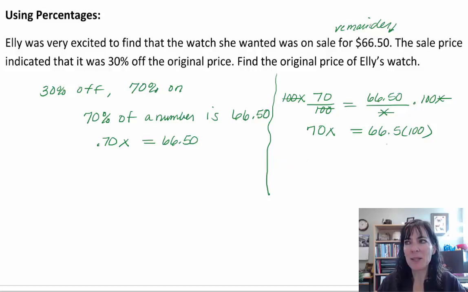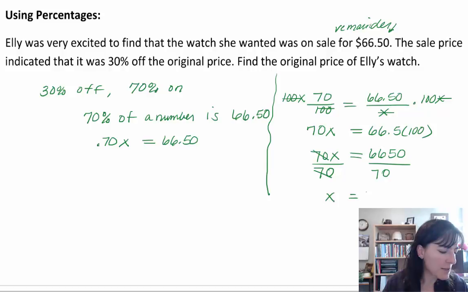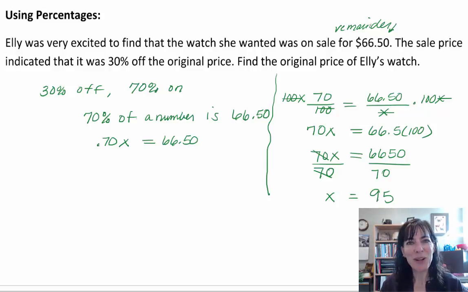And so on the right-hand side, since I was working there, 66.5 times 100 means you move your decimal 2 places to the right, or you can do it on your calculator. But I should end up with 6650 equals 70x. Divide both sides by that 70 to get the x by itself. And the 70s, of course, reduce, leaving me with x equals 6650 divided by 70. And I got 95.